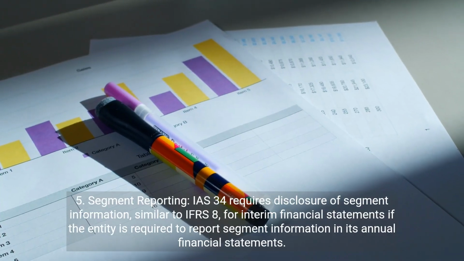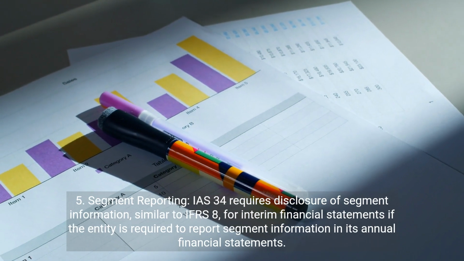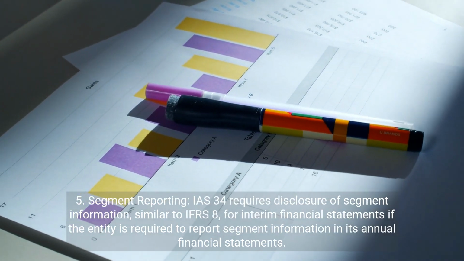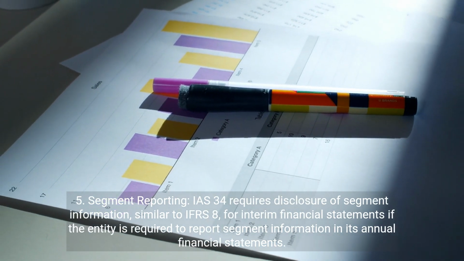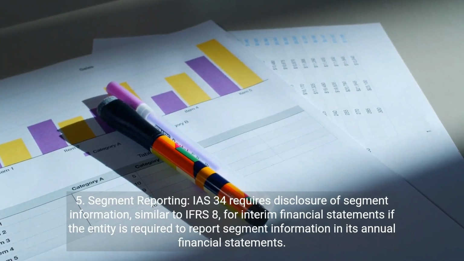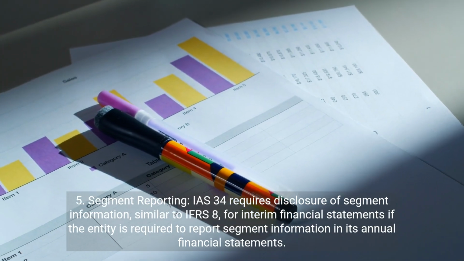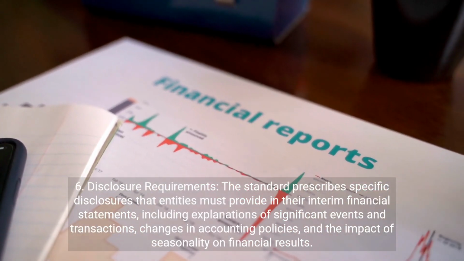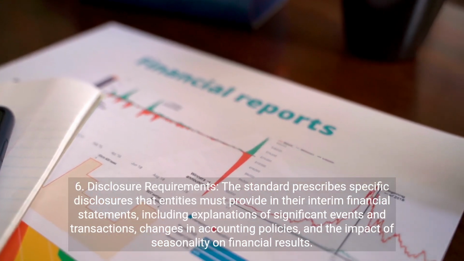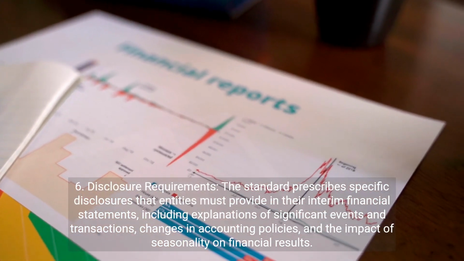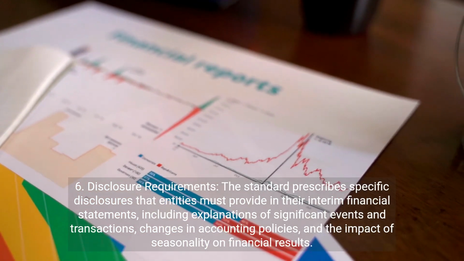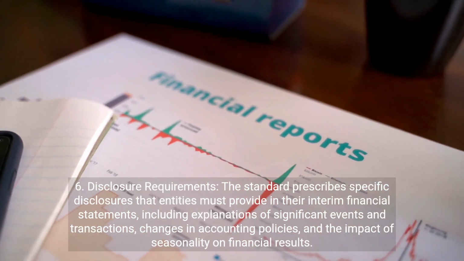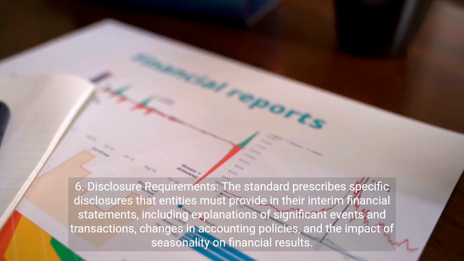5. Segment reporting. IAS 34 requires disclosure of segment information, similar to IFRS 8, for interim financial statements if the entity is required to report segment information in its annual financial statements. 6. Disclosure requirements. The standard prescribes specific disclosures that entities must provide in their interim financial statements, including explanations of significant events and transactions, changes in accounting policies, and the impact of seasonality on financial results.